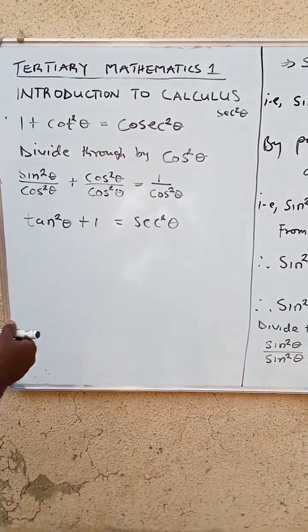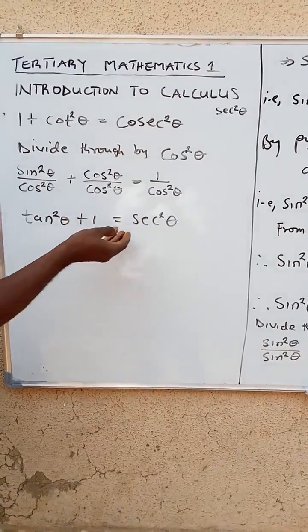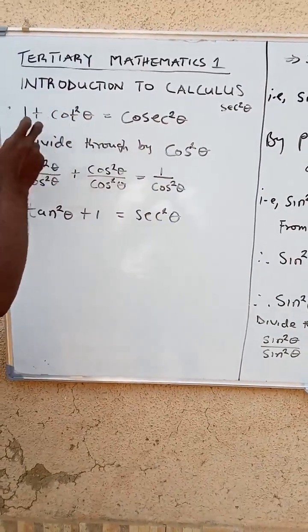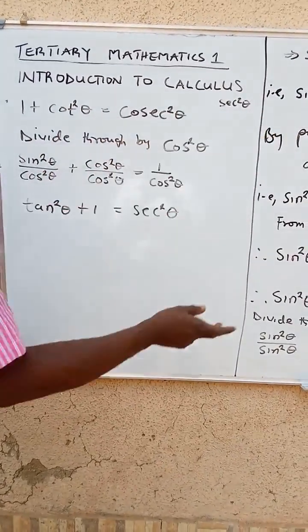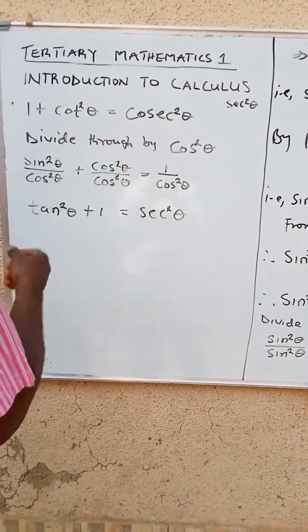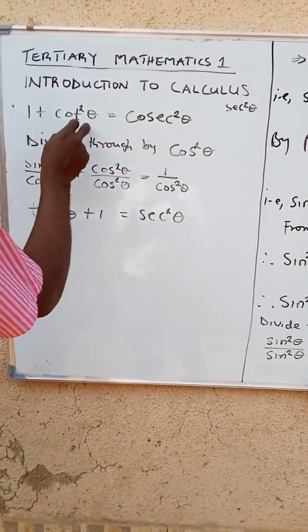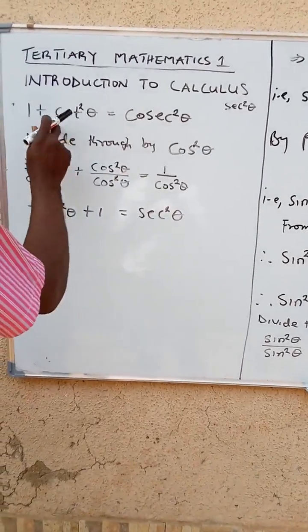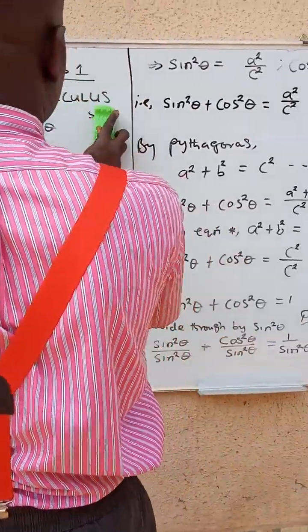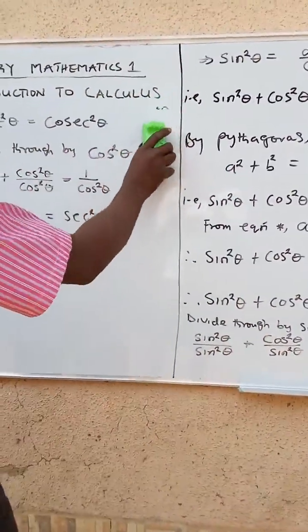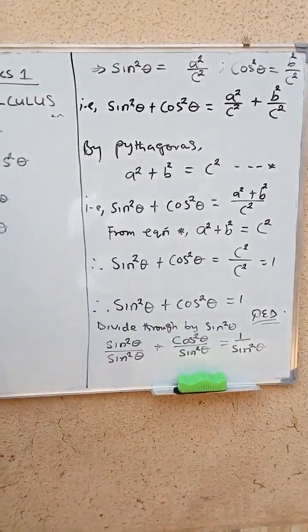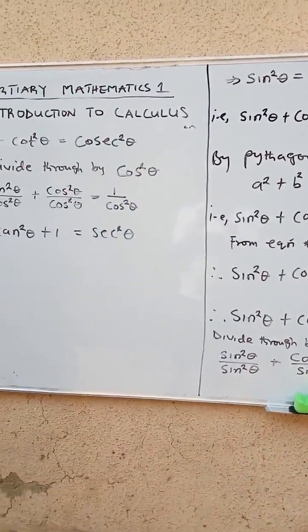But you know addition is commutative. I can say 1 plus tan² is equal to sec², or I can rewrite it as tan² plus 1 is equal to sec². It is the same thing because addition is commutative. You may see it in the textbook as tan² plus 1 equal to sec². So this is what we have here. Then we'll proceed to another trigonometrical identity.